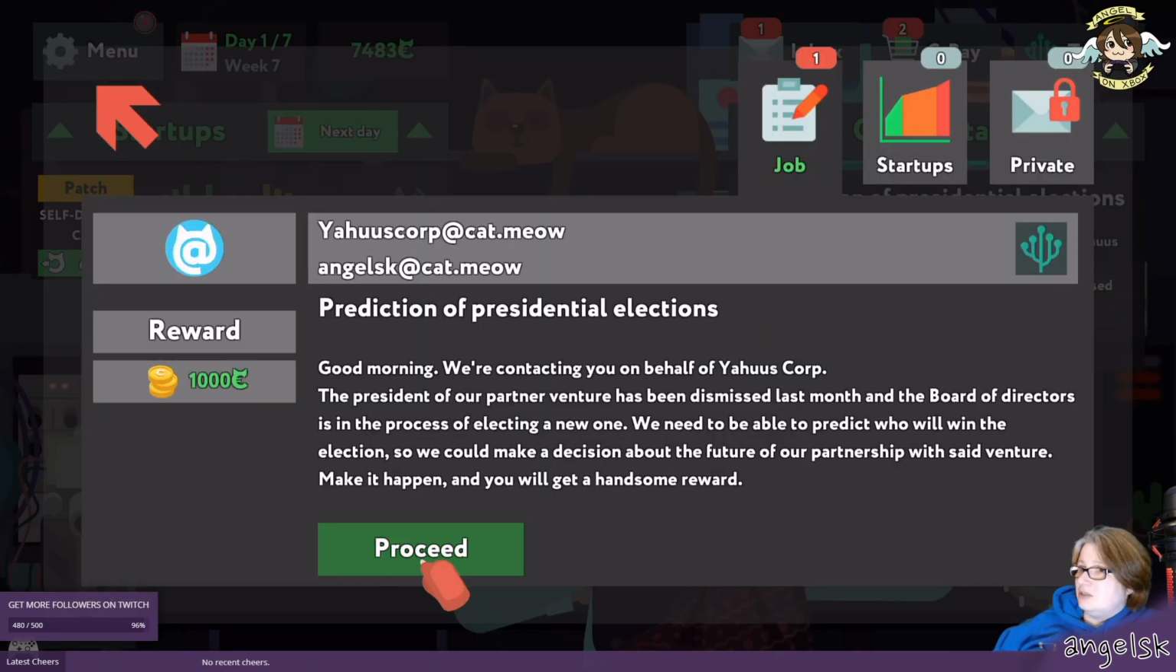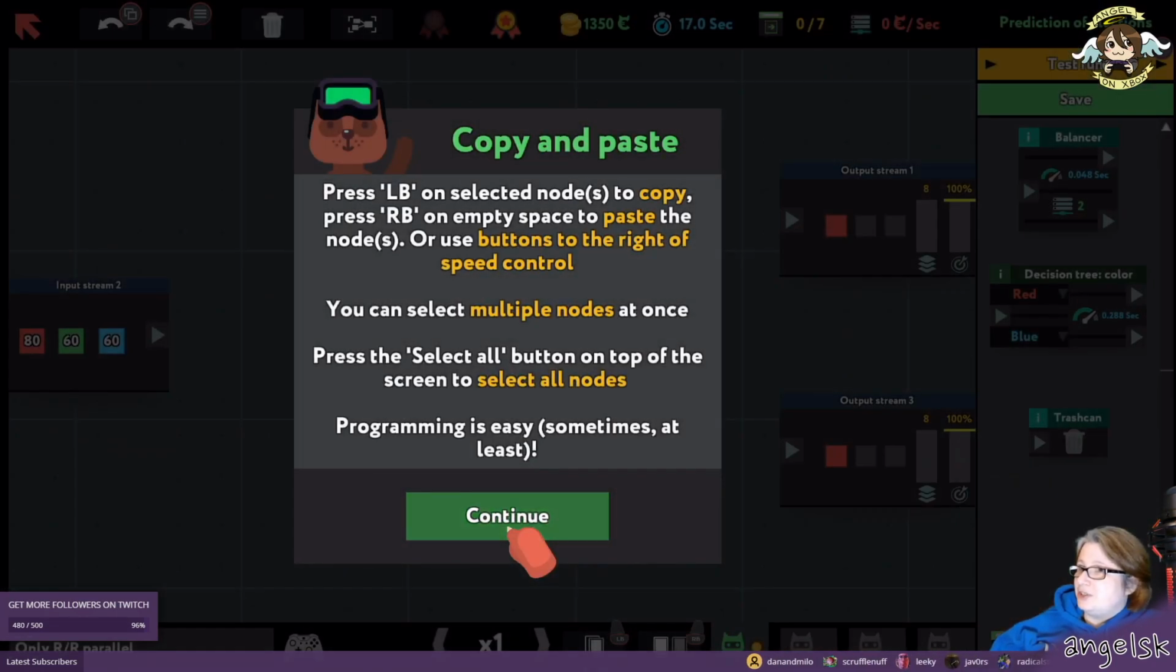Prediction of elections! Oh god. Good morning, we're contacting you on behalf of Yahoo's Corp. The president of our partner venture has been dismissed last month and the board of directors is in the process of electing a new one. We need to be able to predict who will win the election so we can make a decision about the future of our partnership with the venture. Make it happen and you will get a handsome reward. Doesn't sound dodgy at all.